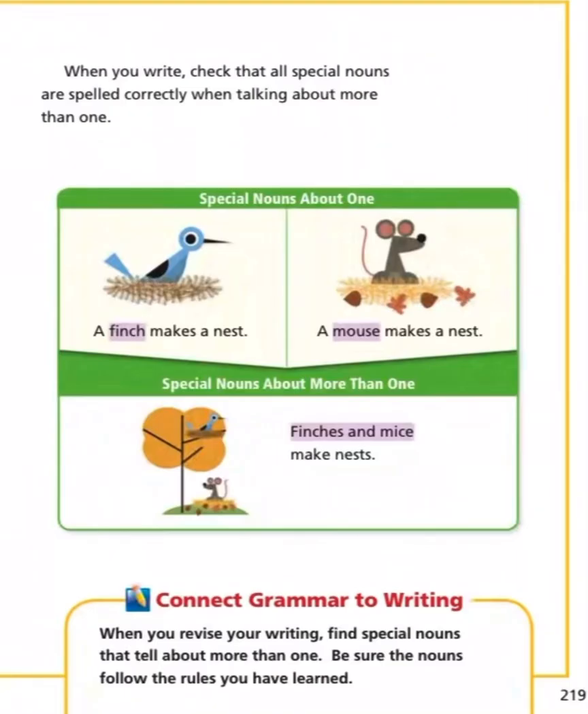When you write, check that all special nouns are spelled correctly when talking about more than one. Special nouns about one. A finch makes a nest. A mouse makes a nest. Special nouns about more than one. Finches and mice make nests.